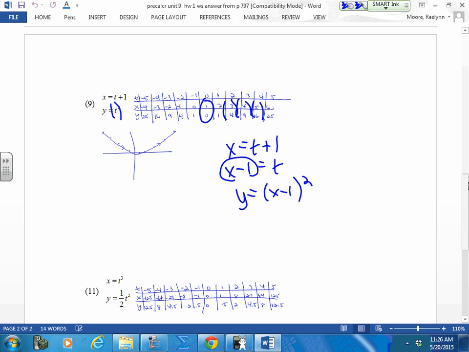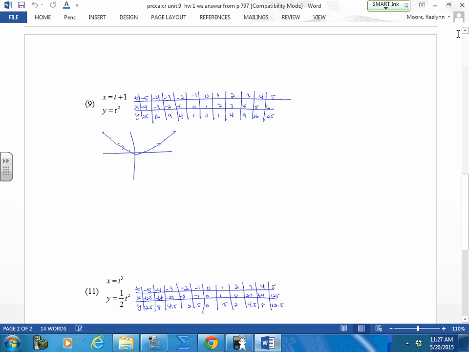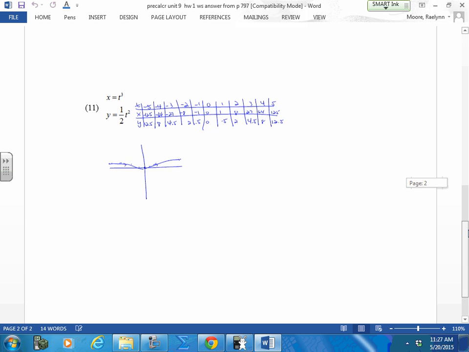Good? Guys, very good. Okay, and the last one, you also have some kind of a strange graph here. So we're going to take the first equation and we're going to solve for t.